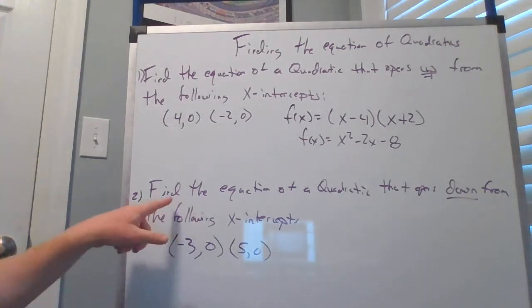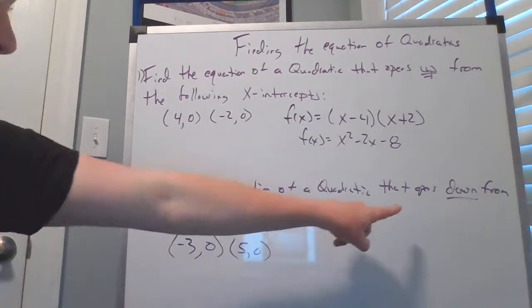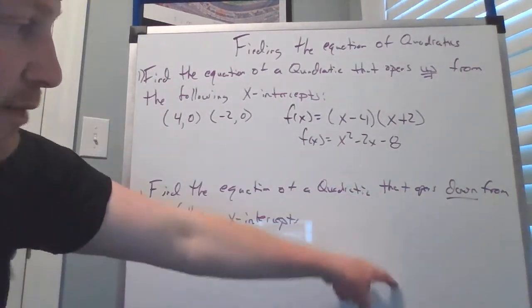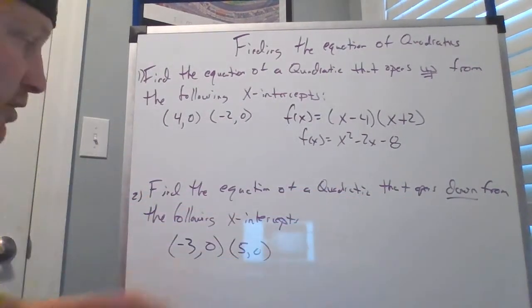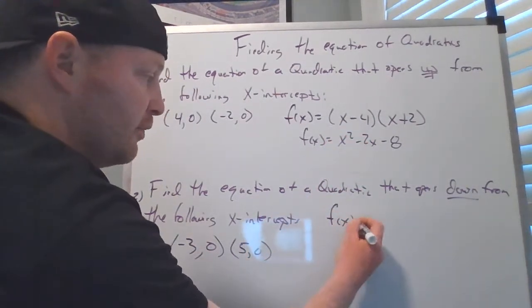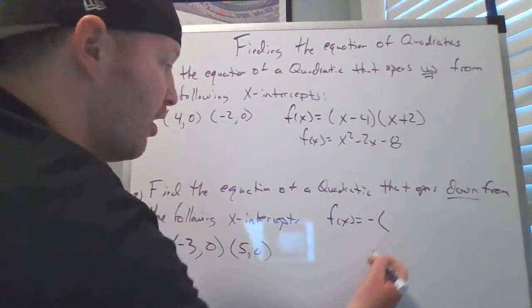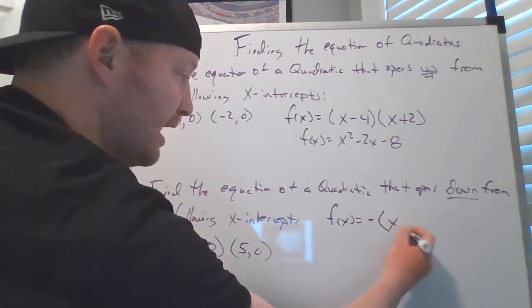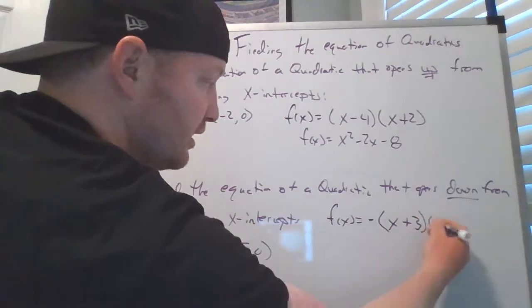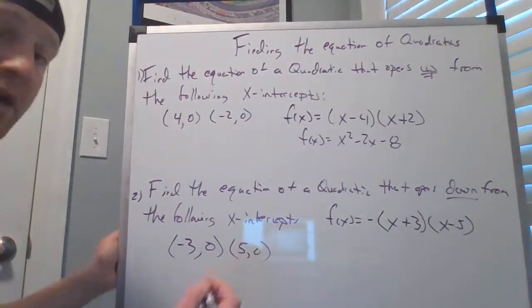Now the next question says, find the equation of a quadratic that opens down. Down means negative, so that means it's an upside down parabola. In order to do this one, we do simply the same stuff here, but pay attention to details. Now it opens down, we know that this is going to be all negative when it's all done. (x plus 3)(x minus 5). Just go one extra step.